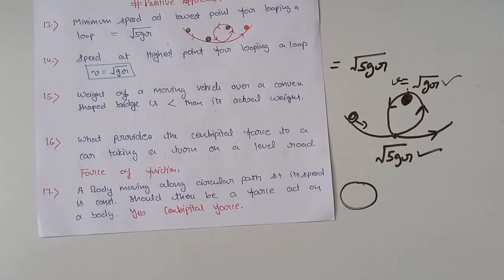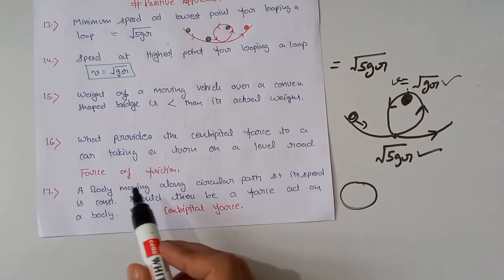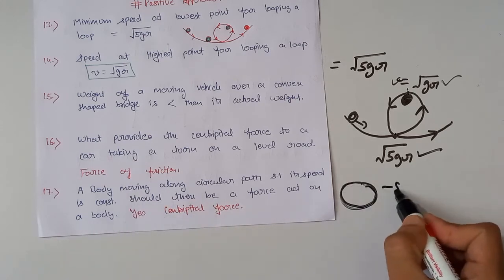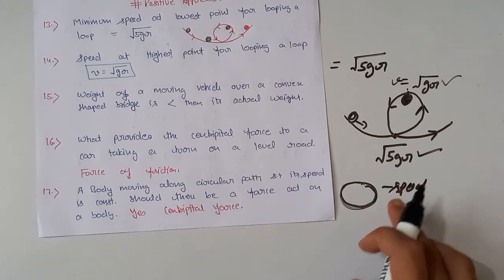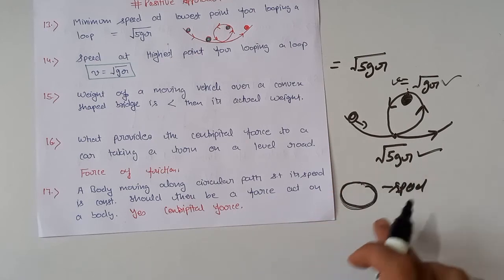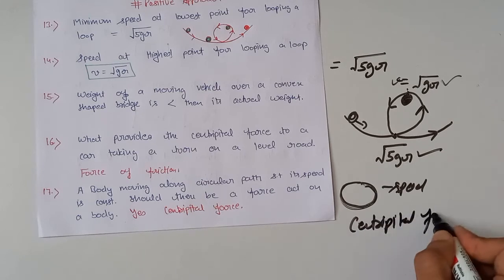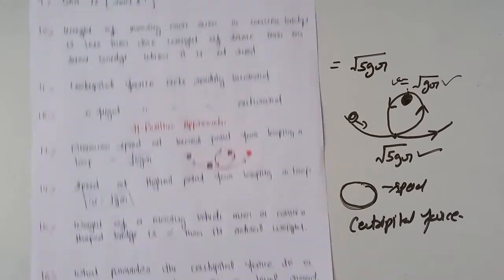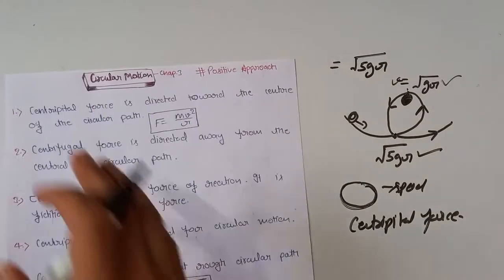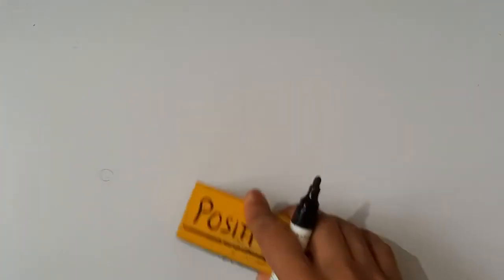Our next key point: a body moving along a circular path such that its speed is constant. Should there be a force acting on the body? Yes, there is a force which acts on the body at every point of this circle. That force is called centripetal force. Whether or not the speed is constant, there will be a force, and that force is called centripetal force. These are the important key points of this chapter, circular motion. Now we will do some important examples or numericals of this chapter.